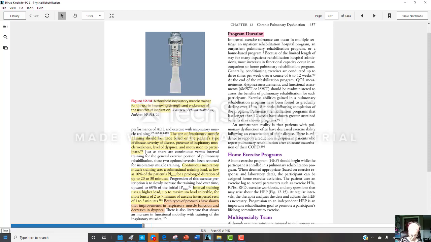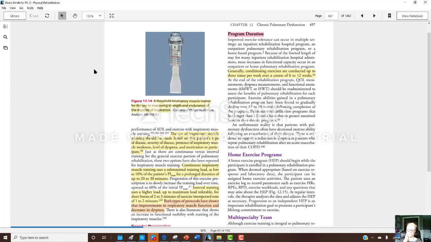Because of the limited length of stay for many inpatient rehabilitation hospital admissions, most increases in functional capacity occur in an outpatient or home pulmonary rehabilitation program. Generally, conditioning exercises are conducted up to 3 times per week over a course of 6 to 12 weeks. At the end of the rehabilitation program, dyspnea measurements and functional assessments, 6MWT or ISWT, should be re-administered to assess the benefits of pulmonary rehabilitation for each participant.